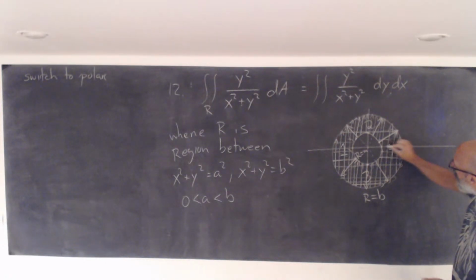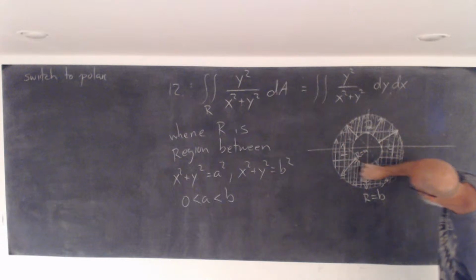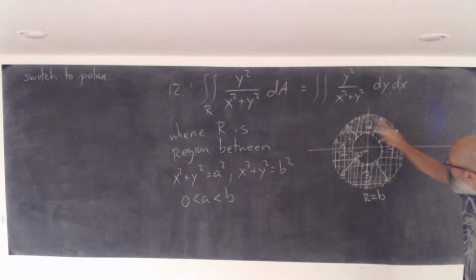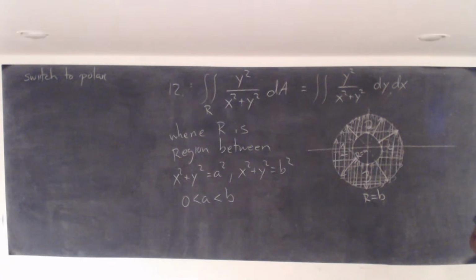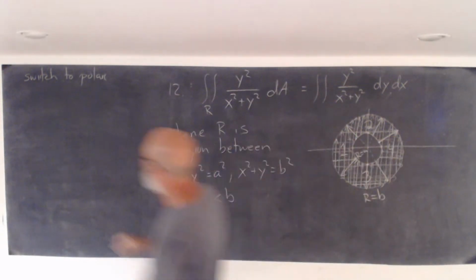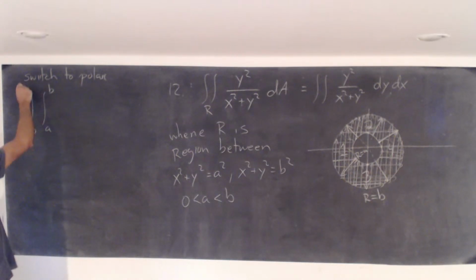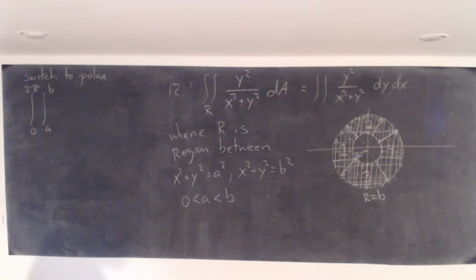Imagine that you have this line segment. If you spin it around 360 degrees, you have described every point in this region. So r goes from a to b. Theta goes from 0 to 2 pi. This is a very nice, simple description in the r theta plane.